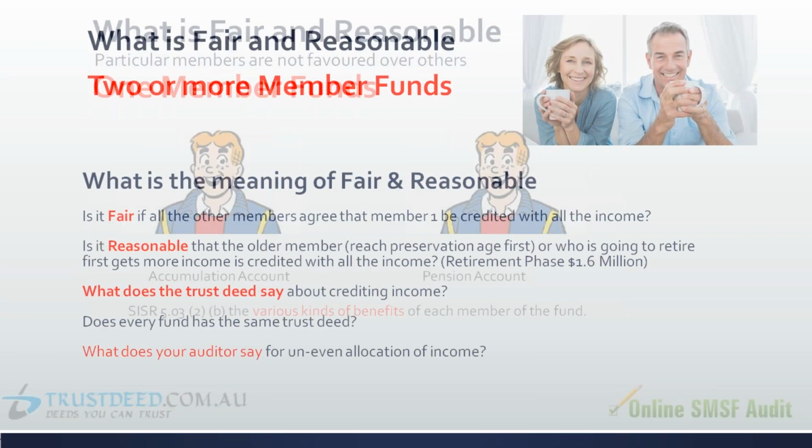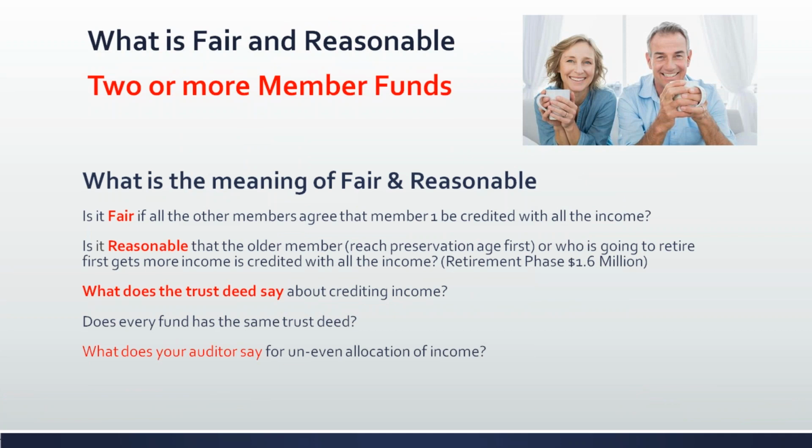Now, if we have two or more members in a fund, then it becomes very complicated. If I'm a one member fund, then either my accumulation account is getting credited or my pension account is getting credited, but at least all the income is going to one person. But here we have two members, or we can have more than two members.